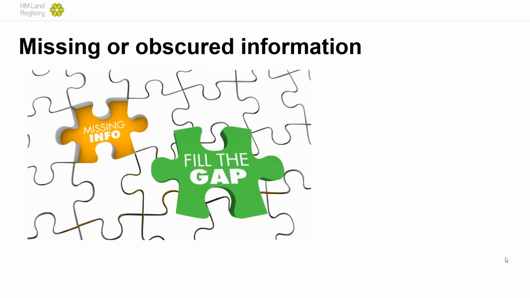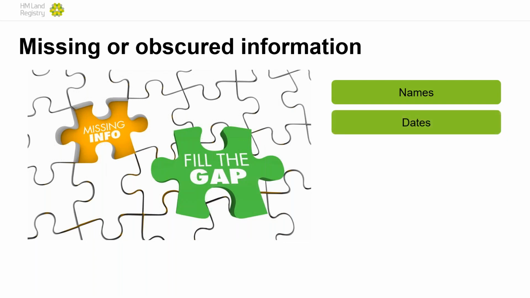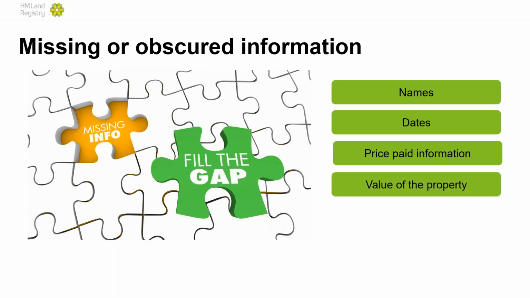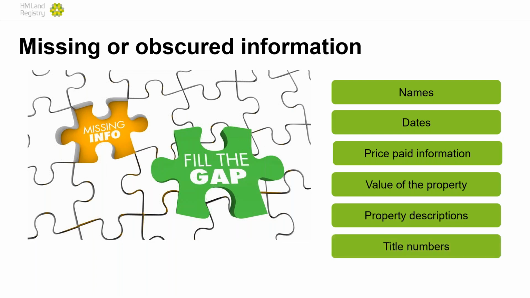If we receive documents with missing pages or information or discrepancies, we have to return them to you for amendment. Common issues that we encounter include the omission of names, dates, price paid information, the value of the property, descriptions, and title numbers. There are many reasons why we have to raise a requisition over forms and deeds, and I'll now show you a few of the most common ones.